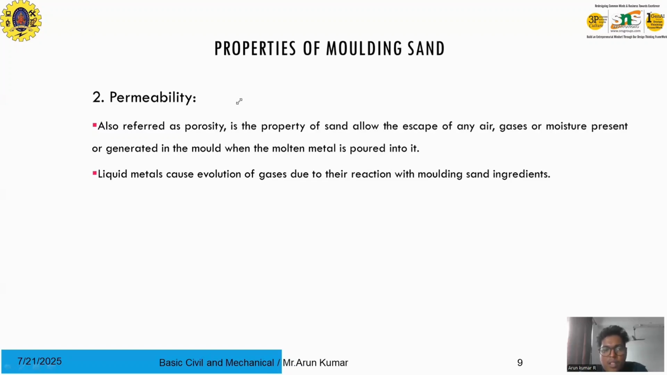Permeability, or porosity, is the property of the sand that allows the escape of any air, gas or moisture present or generated in the mold when molten metal is poured into it. First, we melt the metal using a furnace, and then we pour it through the pouring cavity to fill the mold. Here the liquid metal generates gas during reactions with the molding sand.